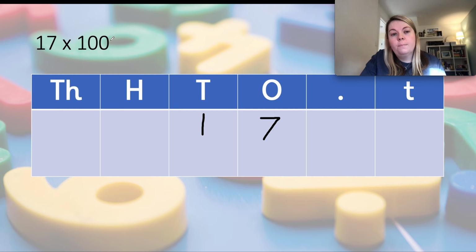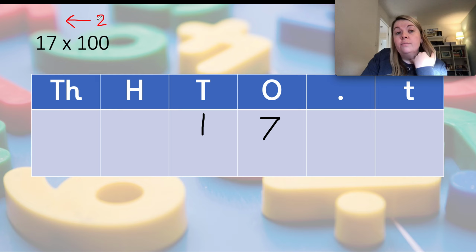17 multiplied by 100. So I just told you that if we're multiplying, we always move our place value columns to the left because we're getting bigger because it's groups of. It means 17 groups of 100. And if we're multiplying by 100, we're going to move our place value columns 2 place value columns to the left. Now, a way to remember that is because there's 2 zeros. That helps me remember. So that means my 17 is just drawn onto this table.